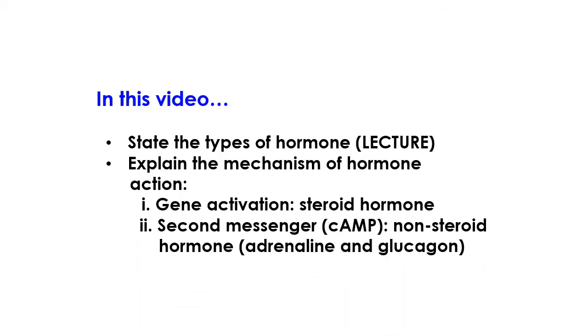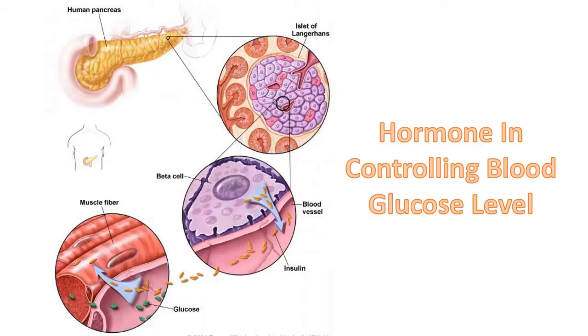In this video, we will look at the types of hormone and explain the mechanism of hormone action that involve gene activation and second messenger or cyclic AMP. In the previous chapter, we have looked at how hormone is produced in the pancreas and travels in the bloodstream to reach the target organ or tissue.